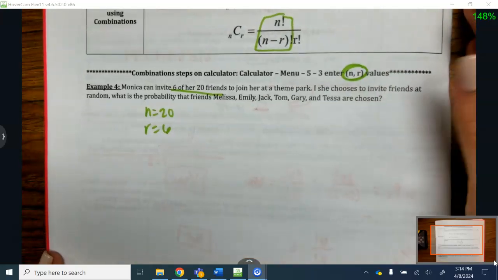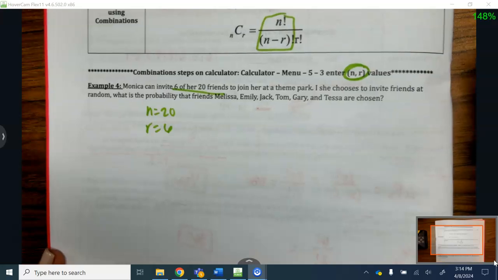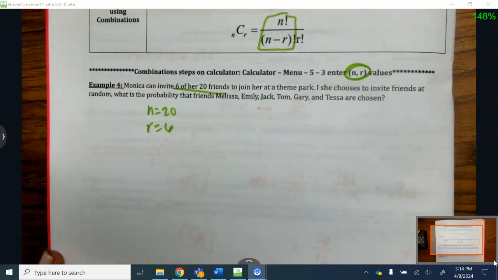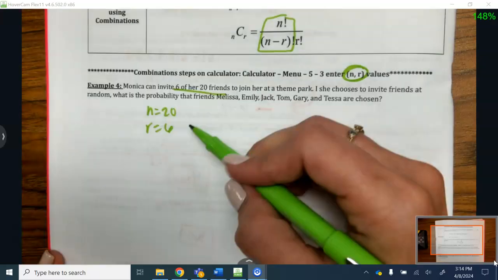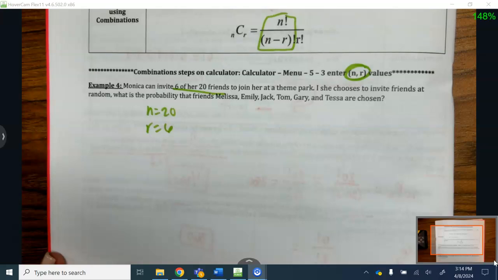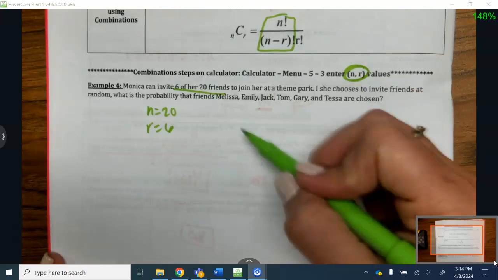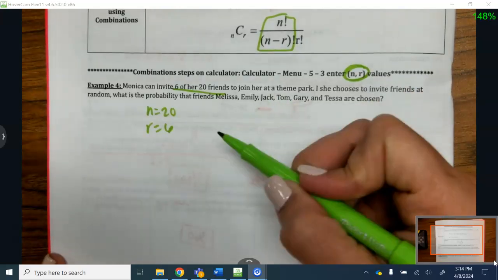But we're not asking, what's the probability if Melissa is chosen first, Emily is chosen second, Jack is chosen third? Then we'd be talking about a specific order of people. But all it says is, what is the probability of those people being chosen? I can rearrange these names in any way I want to. That's why it's a combination.